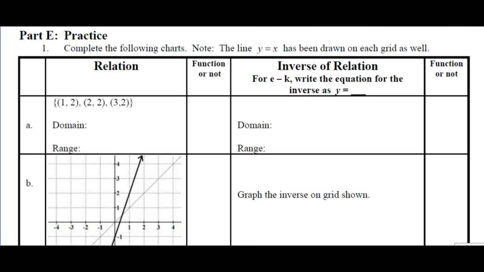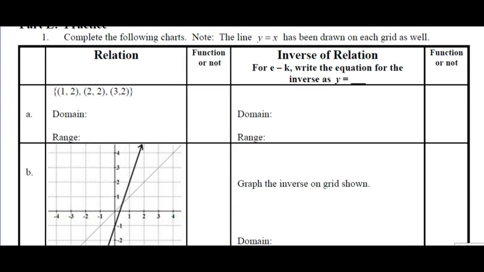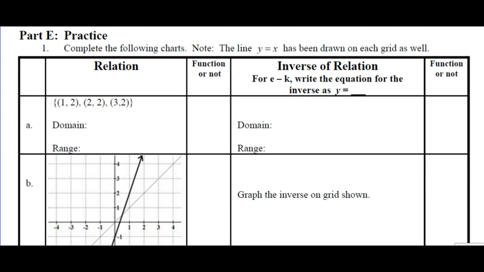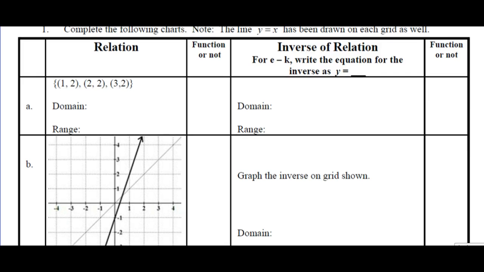Practice. Complete the following charts. Note the line y equals x has been drawn on each grid as well. I don't think we can do all of these, so we'll do a subset. The relation is a set of ordered pairs: (1, 2), (2, 2), (3, 2). What's the domain? 1, 2, 3. What's the range? 2. Function or not a function?